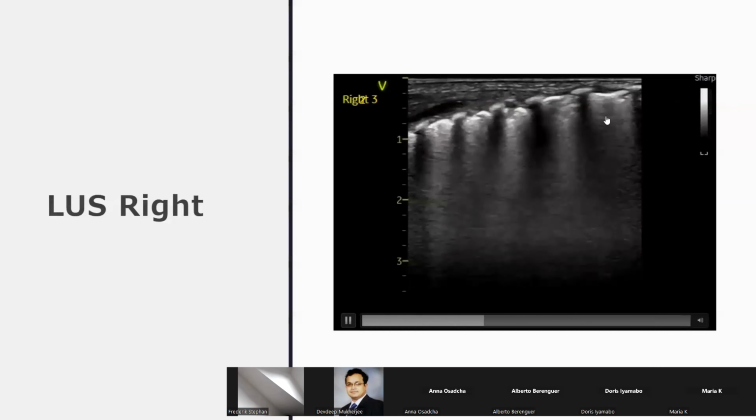Static bronchograms. I'm not convinced they're linear bronchograms. We'll see what linear bronchograms look like today. They're static bronchograms. For me, they're not linear. Subpleural consolidations. So any fractal sign?